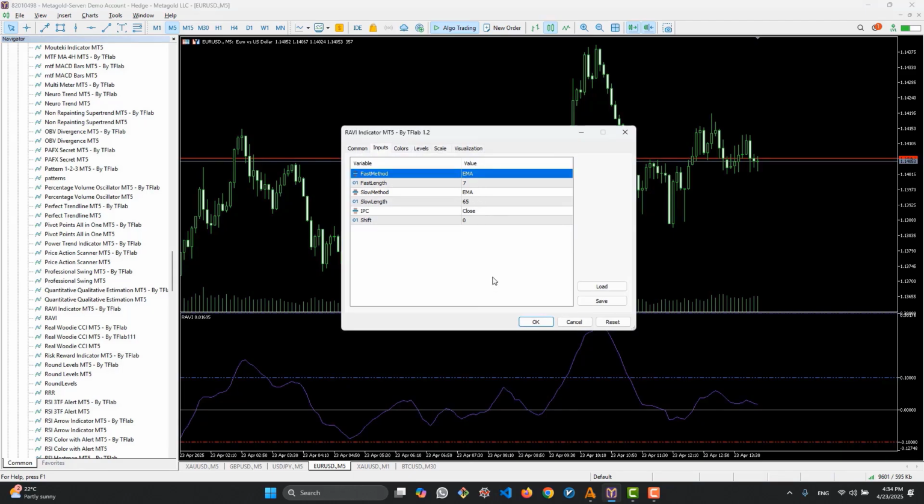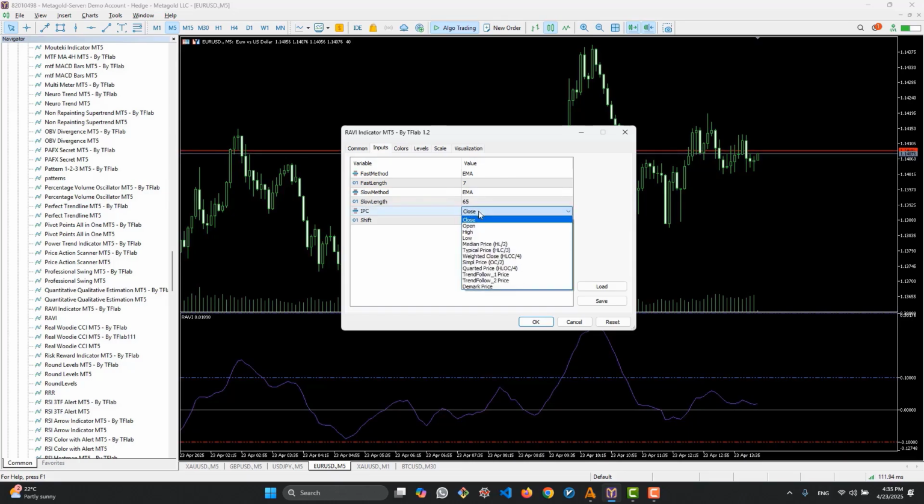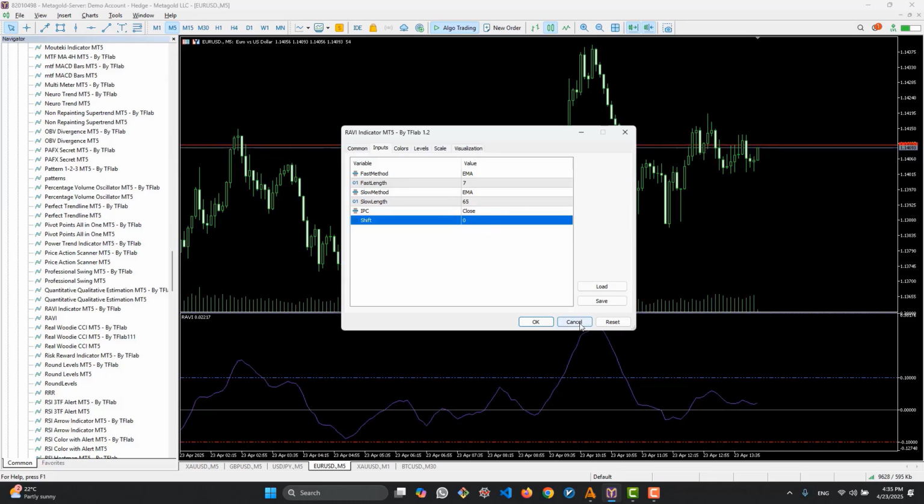This indicator uses two moving averages in its calculations, and here we can adjust their settings. The first option is for the type of the first moving average, which we can select from these options. The next option is for the period of the moving average, which we can select. The following option is for the type of the second moving average, and the next one is for its period, which we can also choose. The next option is the price on which the calculations are performed, and finally, the last option is the shift to the right, which we can also set.